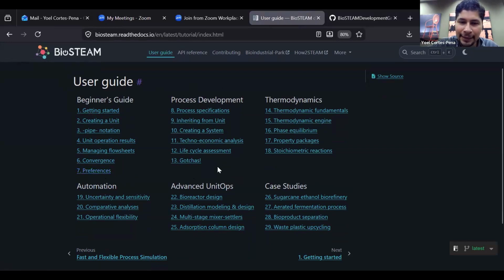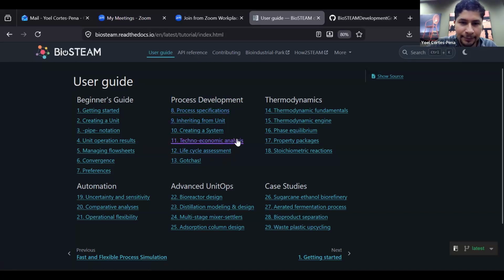Process development is basically diving deeper into features for modeling a process. So this might include creating your own unit operation with your own mass and energy balance algorithms, or defining process specifications whereby maybe you want to vary the titer of your fermentation by adjusting the amount of sugar coming in or adjusting the amount of water being vaporized by a multi-effect evaporator. And that example is actually in there in the process specifications tutorial.